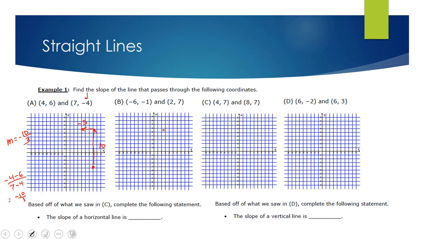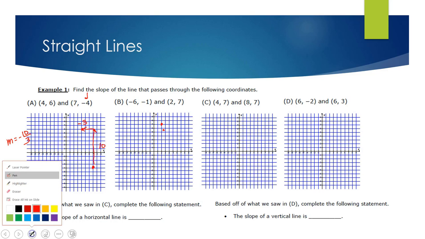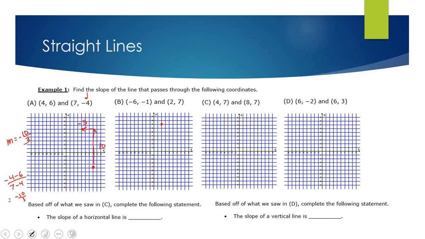Here's where (2, 7) is. I was just trying to make a point with that. (-6, -1) would be right here. So again, if I go from -1 to 7, that's 8 units. And when I go from -6 to 2, that's 8 units. So basically, the slope of this line is 1 over 1, or just 1.